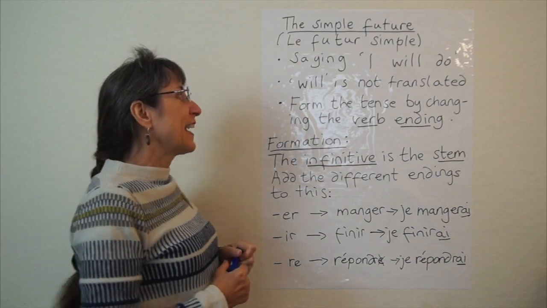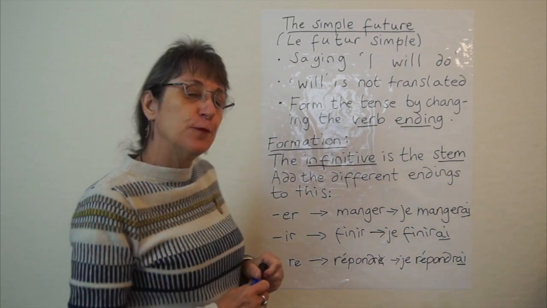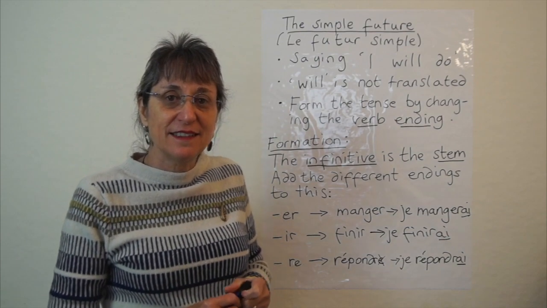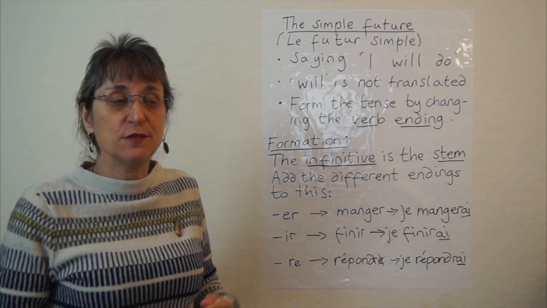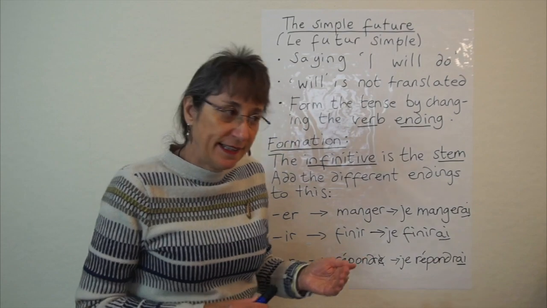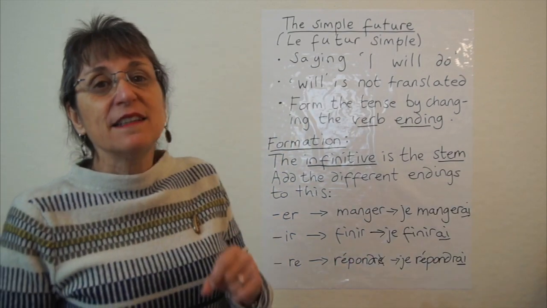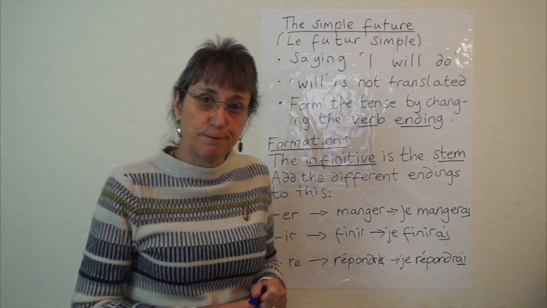Today we're going to look at how to form the simple future tense. Now you've already met the near future, which is saying I'm going to, so je vais faire, je vais acheter, that sort of thing. This is another future tense which you will need to know.